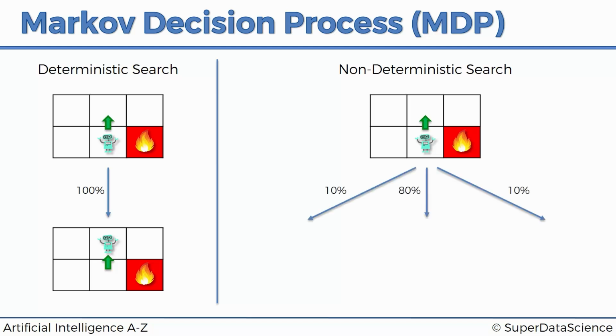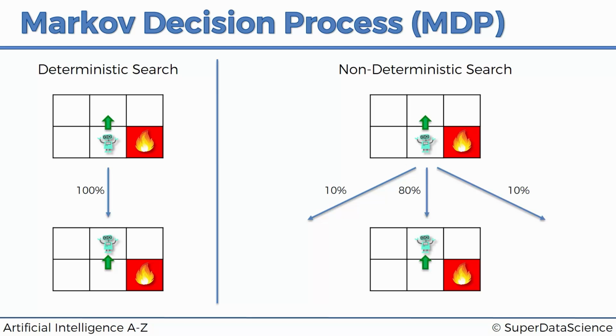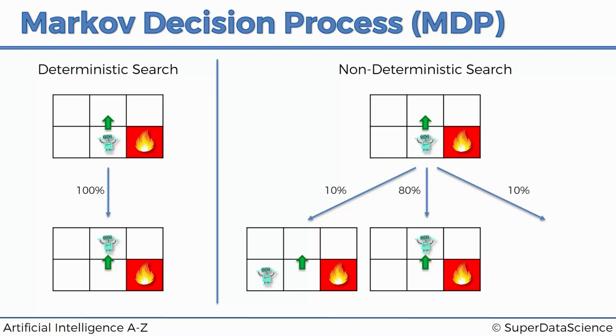With an 80% chance, he does go up. But with a 10% chance, when he wants to go up, he'll actually go to the left, just because that's how the environment works. That's the world that he lives in. And with another 10% chance, he'll actually go right, and in this case, he'll fall into the fire pit. So that is how it all works. That's an example of a non-deterministic search, a stochastic process.